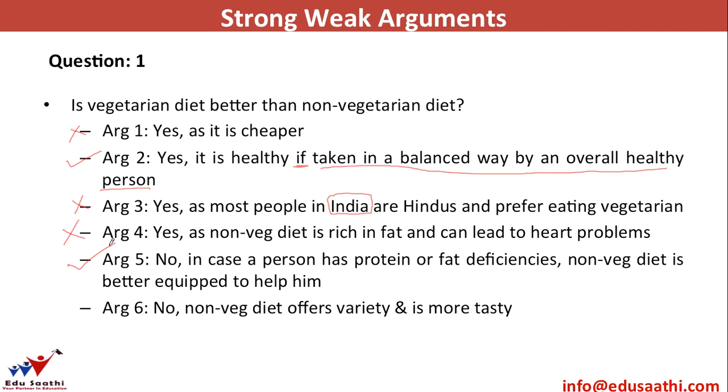The last argument says, no, non-vegetarian diet offers variety and is more tasty, thus non-vegetarian diet is better. Now this is a very vague statement. Even vegetarian diet is tasty, even vegetarian diet offers variety. This is very vague. Thus we regard this argument as a weak argument.